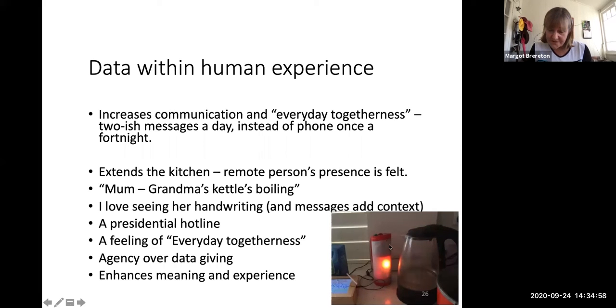Also, what this is doing is it's just detecting whether the kettle is hot. If I, for some reason, don't want my mum to know I'm having a cup of tea, I can just point it in the other direction. So you have complete agency over the data that you are giving.